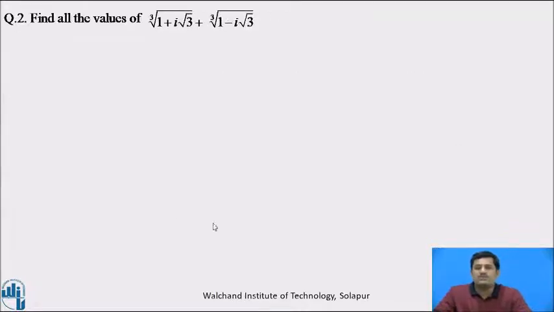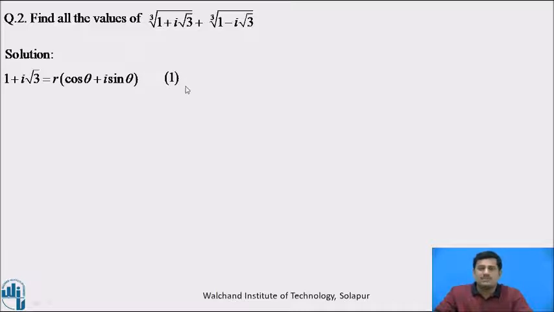Consider the next question. Find all the values of cube root of 1 plus I root 3 plus cube root of 1 minus I root 3. To find all the values of this number, first we express the complex numbers 1 plus I root 3 and 1 minus I root 3 in terms of polar form. And we know that the polar form is given by r into the bracket cos theta plus I sin theta. Call it equation number 1.